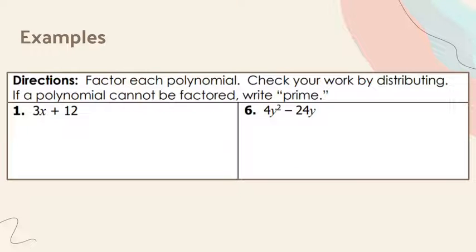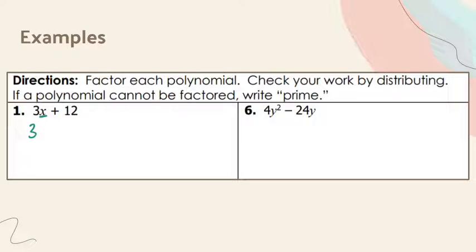All right, so the first example that we're going to use is number 1, 3x plus 12. And we want to factor this. When we factor, we are going to check the coefficients and then look at each variable individually. So the coefficients here are 3 and 12. The greatest common factor, or the biggest number that goes into 3 and 12 evenly, is 3.